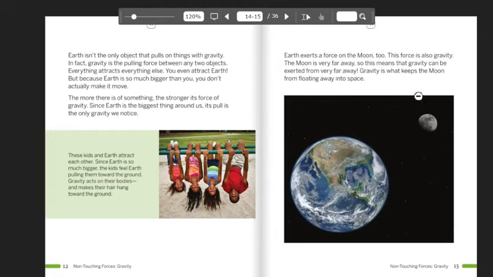Then on the next page, it says, Earth exerts a force on the moon too. This force is also gravity. The moon is very far away, so this means that gravity can be exerted from very far away. Gravity is what keeps the moon from floating away into space.